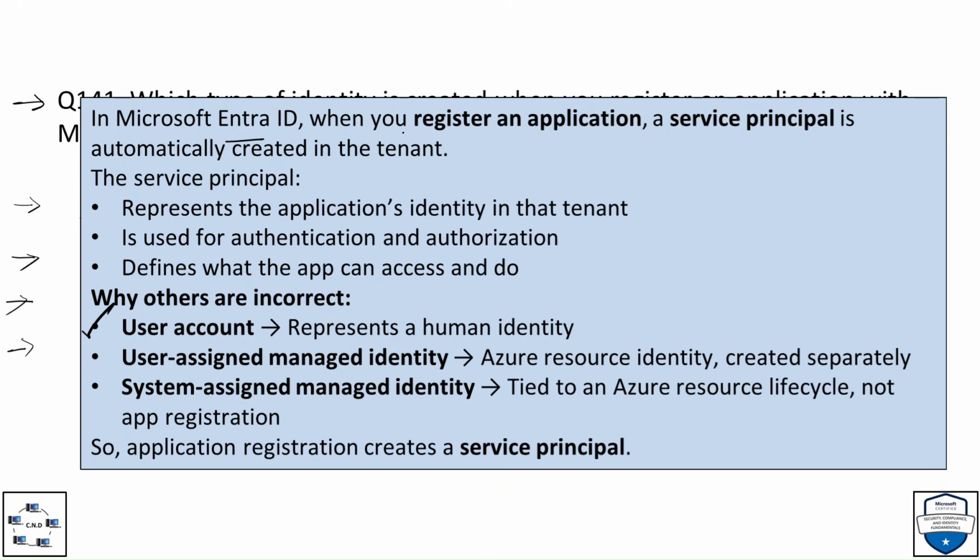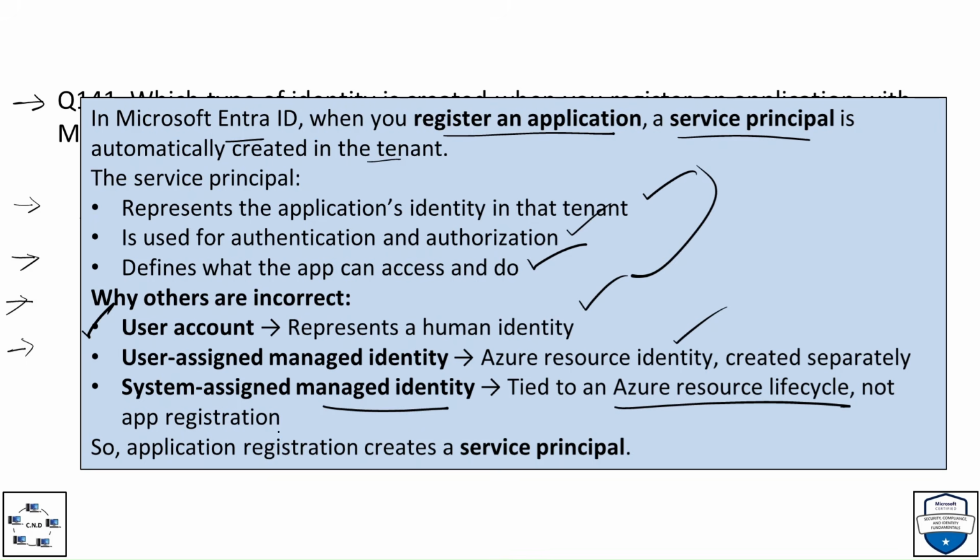So in Microsoft Entra ID, when you register an application, a service principal is automatically created in the tenant. The service principal represents the application's identity in the tenant, is used for authentication and authorization, and defines what the application can access and do. So why the other options are incorrect? User account represents a human identity. User assigned managed identity is an Azure resource identity created separately. And system assigned managed identity is tied to an Azure resource lifecycle, not application registration. So application registration creates a service principal.